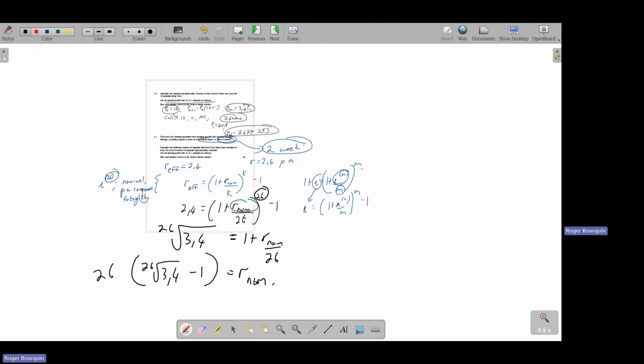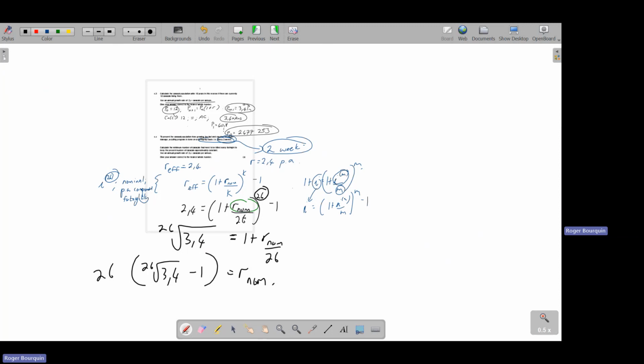And if you put that into your calculator, you should get an answer. So 3,4, R effective is equal to 2,4. 2,4 is equal to 1 plus R nominal over 26, minus 1. So you're trying to isolate. Yeah, that's right. So the 26th root of 3,4 minus 1, all multiplied by 26.